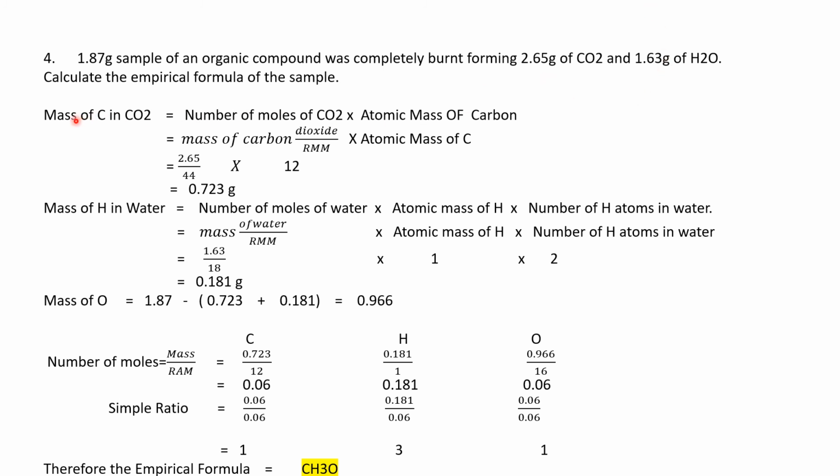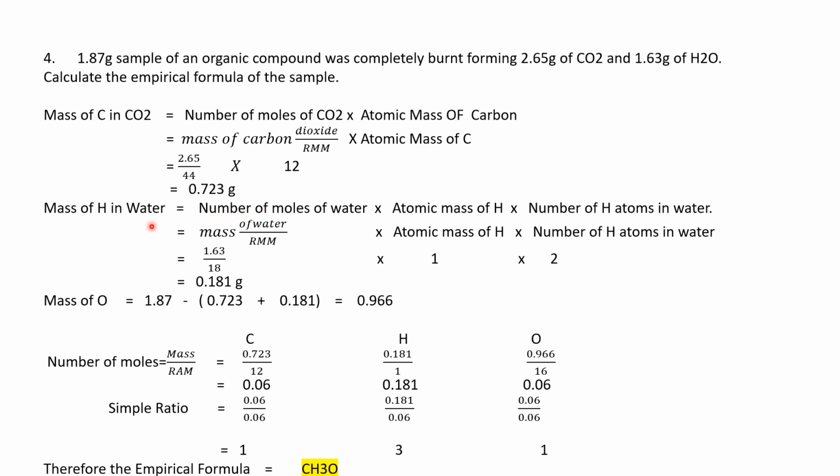So mass of carbon in carbon dioxide is equal to number of moles of carbon dioxide into atomic mass of carbon. Mass of carbon dioxide is given as 2.65 grams and its relative molecular mass is 44. So from this we can calculate the number of moles. Atomic mass of carbon is 12, which amounts to 0.723 grams.